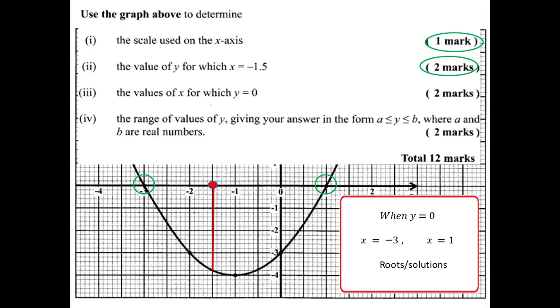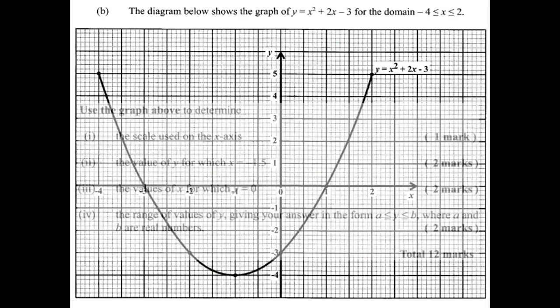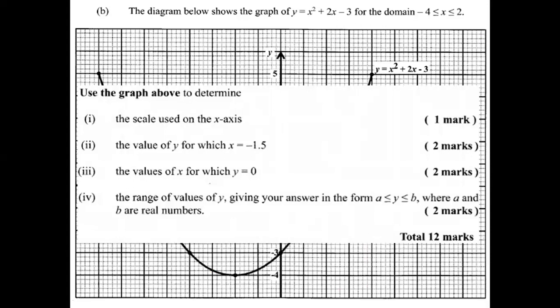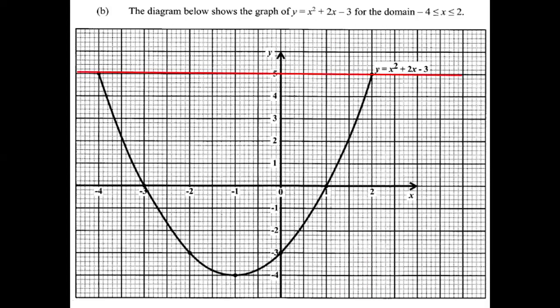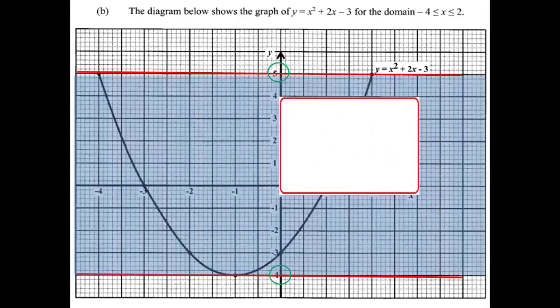And then the next part of the question is asking the range of values of y, giving your answer in the form a less than or equal to y, less than or equal to b. Now, the range of values for y just means how tall the graph is in general. So the graph does not pass 5 on the y-axis, neither is it below minus 4 on the y-axis. So we're talking about all the values within this area here, right?